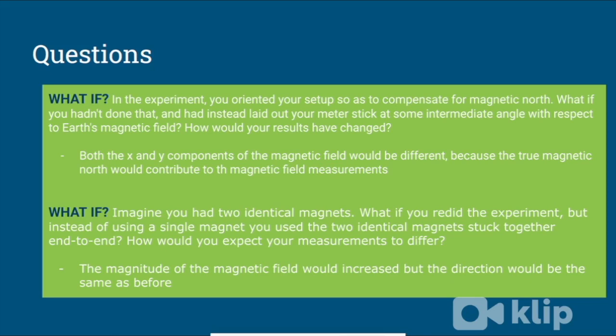So for some questions to answer, for the first one, both the x and y components of the magnetic field would be different because the true magnetic north would contribute to the magnetic field measurements. And then for the second question, the magnitude of the magnetic field would increase, but the direction would be the same as before if we had two identical magnets stuck together.